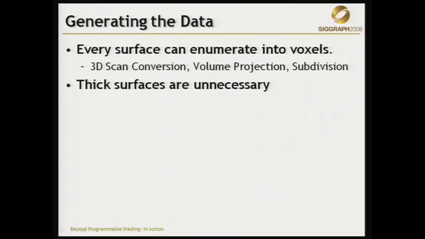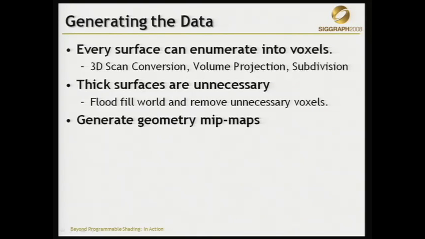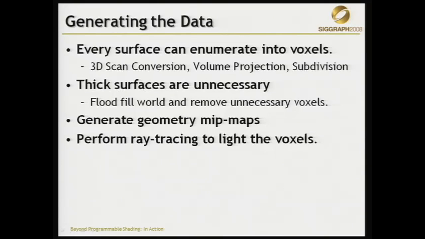Triangle voxelization sometimes creates voxels inside of an object which can never possibly render. To fix this, you use a mark and sweep filling algorithm to cull out any unnecessary voxels. To generate the geometry bitmaps, you recursively average the colors of all 8 children together. Pretty simple there. The next step is to perform ray tracing to light the voxels.